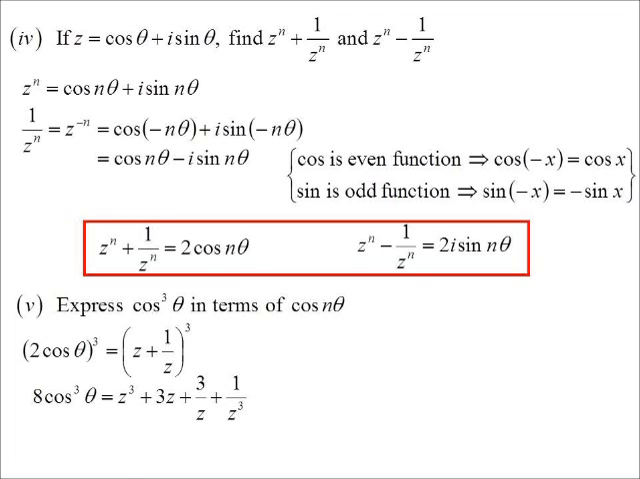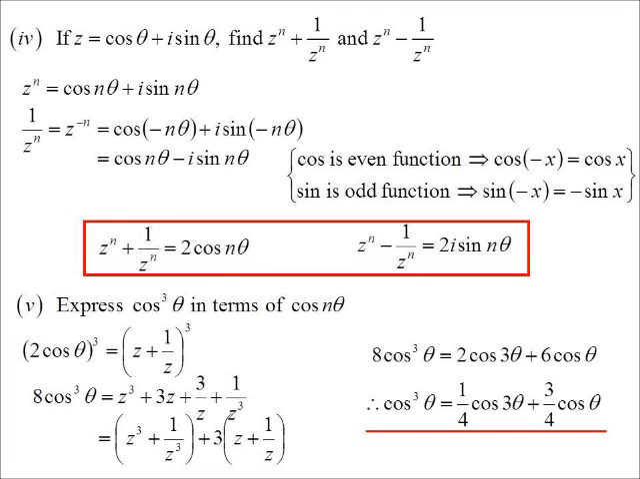Now if we group these together, we can use our little pattern again. So let me just regroup those. If I group z cubed with the 1 on z cubed, and I'll group the z with the 1 on z, the z cubed plus 1 on z cubed will become 2 cos 3 theta. The z plus 1 on z will become 2 cos theta. So I now know 8 cos cubed theta is 2 cos 3 theta plus 6, because we had 3 lots of the z plus 1 on z, 6 lots of cos theta. Divide both sides by 8, and we now have a relationship for cos cubed in terms of cos multiples of theta.